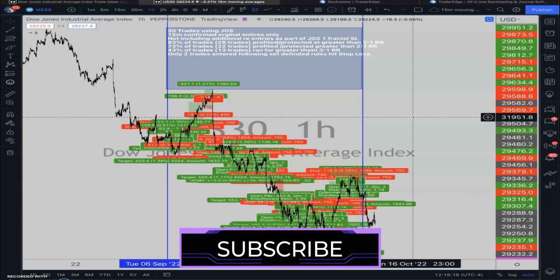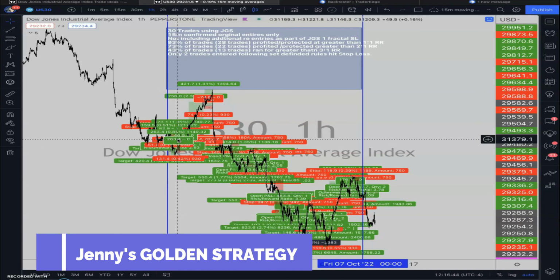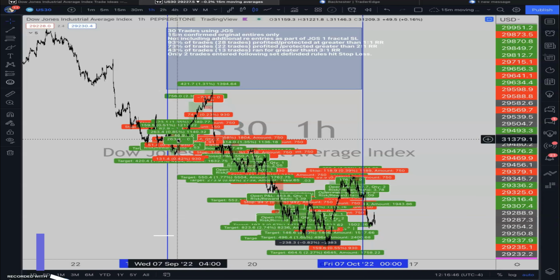So with that said, as you can see, I've got a couple of tabs open here in my Safari window. Nothing fancy, nothing too flashy. I marked up the dates from September 6th through the end of October 6th, and I literally just went through and marked up, using the 15-minute time frame specifically, every single JGS, which stands for Jenny's Golden Strategy, 15-minute US 30 entry.